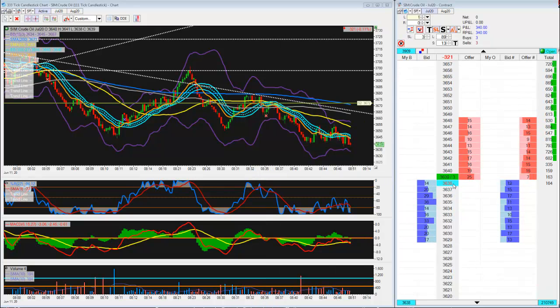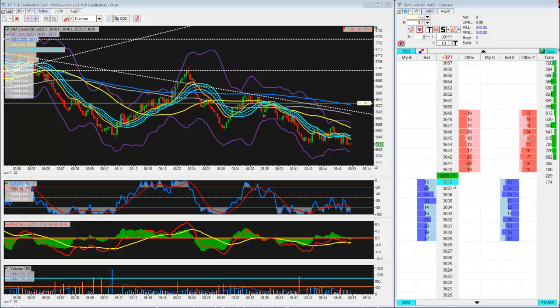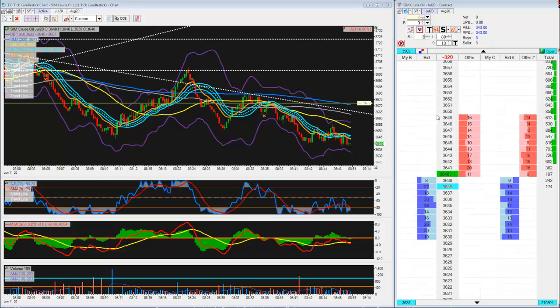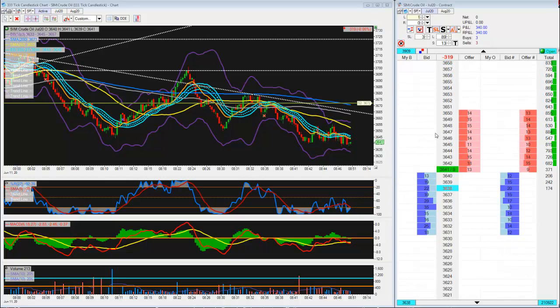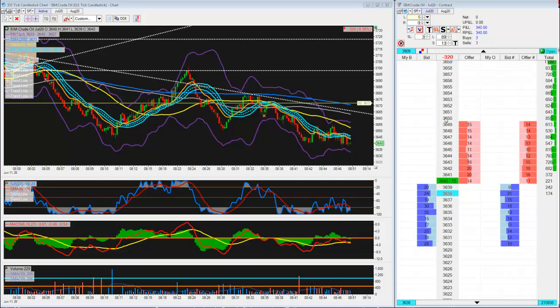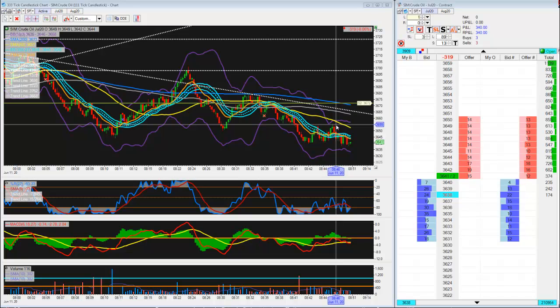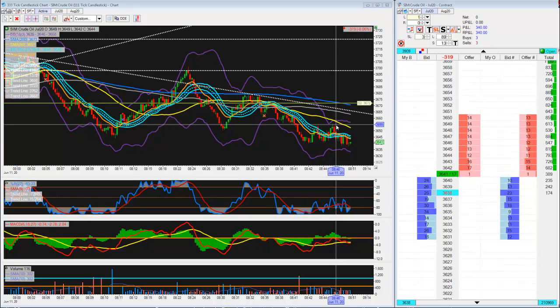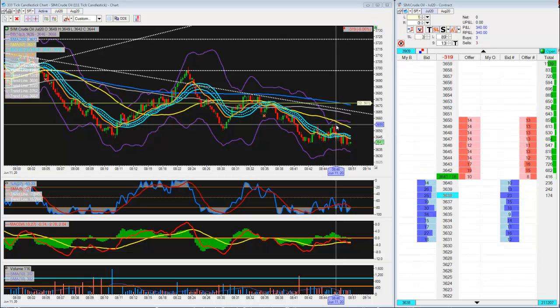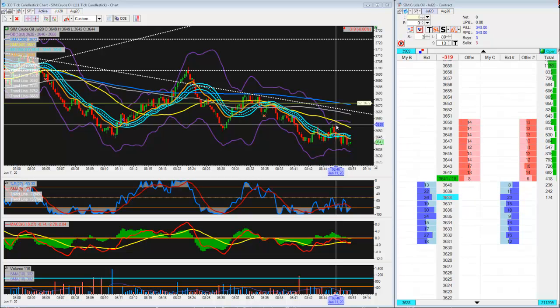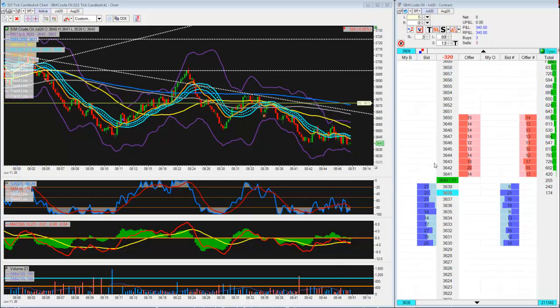So where were we before? We were at 47 or 49, I think. 44. Wait a minute, we were going 49 to 59. So 59 held. And I think the low was around 44, 43, right?